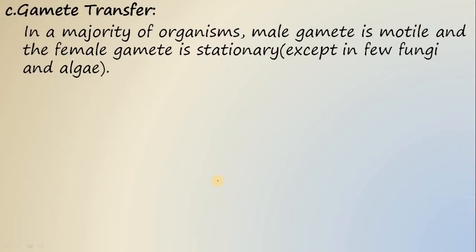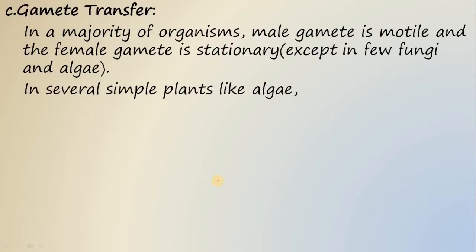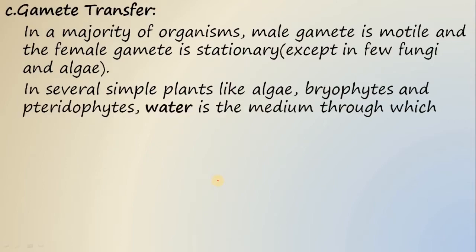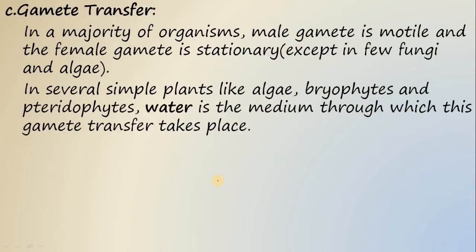So both can move. So in several simple plants like algae, bryophytes and pteridophytes, water is the medium through which this gamete transfer takes place. Since this fertilization takes place outside, what happens? The water will be the medium. Since algae and bryophytes all exist inside water, all these male gametes travel through the water and reach the female ones.